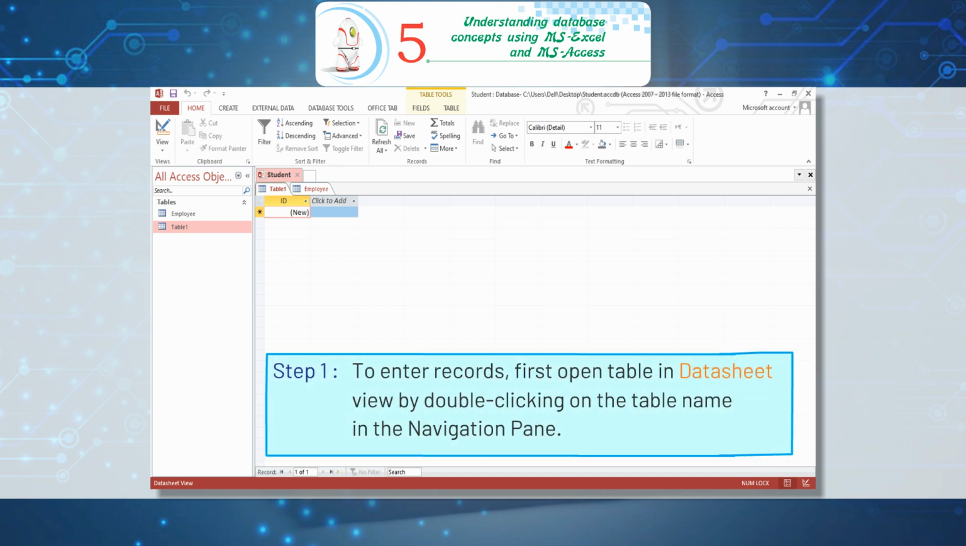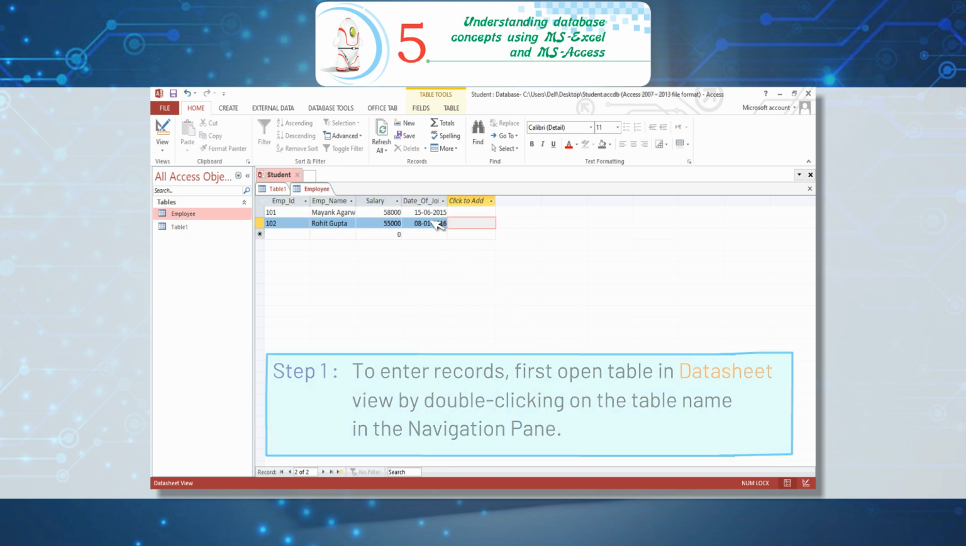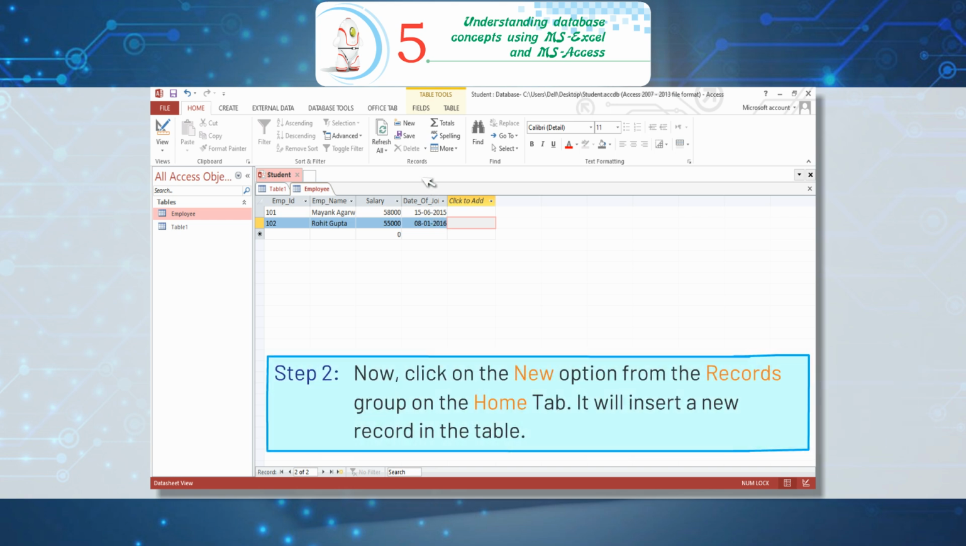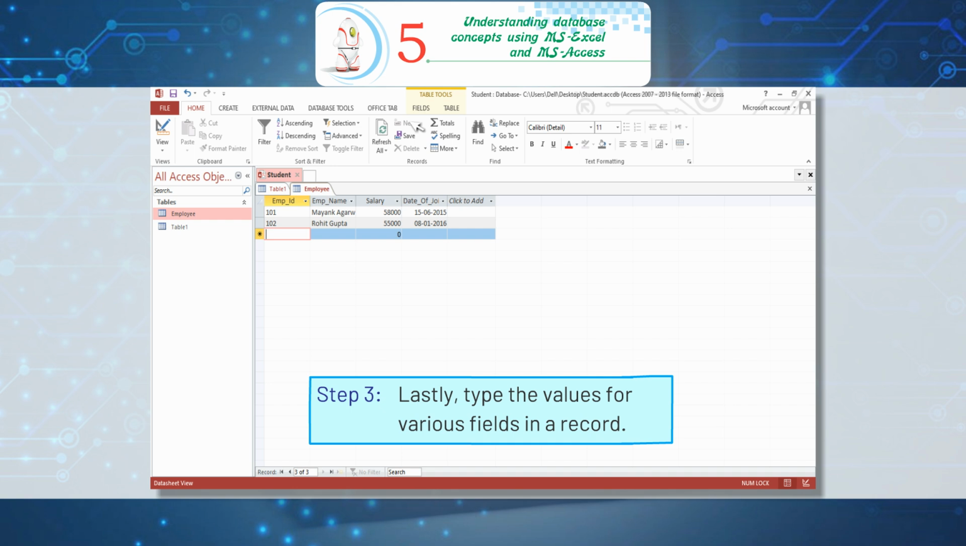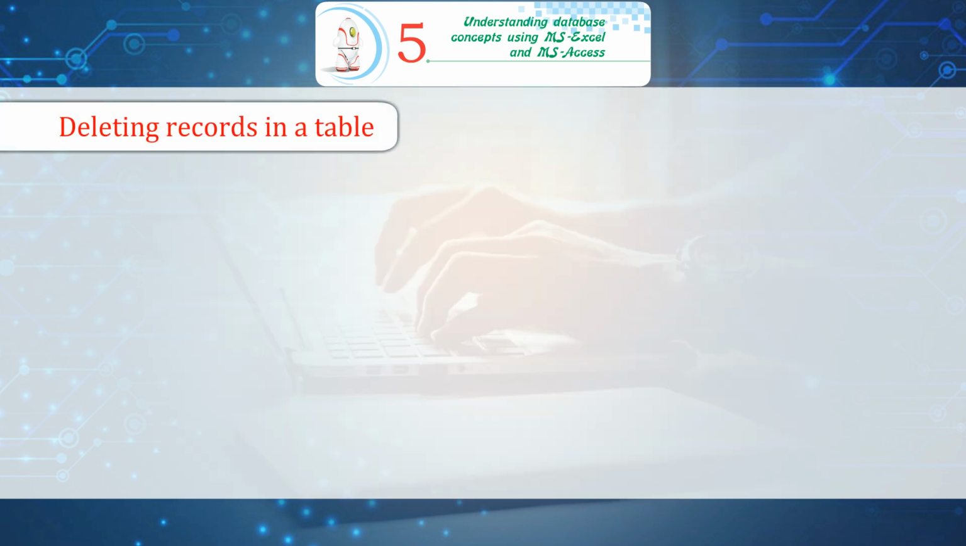1. To enter records, first open table in Datasheet view by double-clicking on the table name in the navigation pane. 2. Now click on the New option from the Records group on the Home tab. It will insert a new record in the table. 3. Lastly, type the values for various fields.